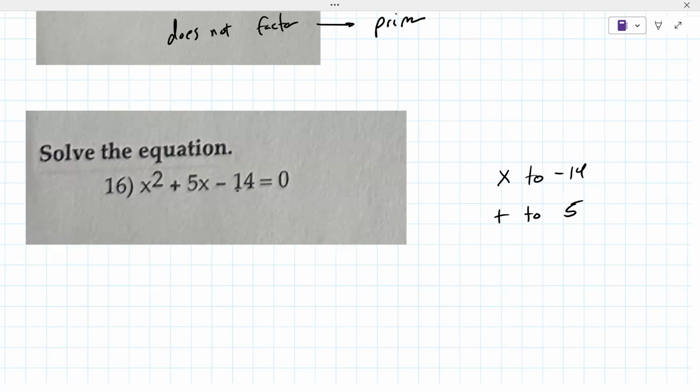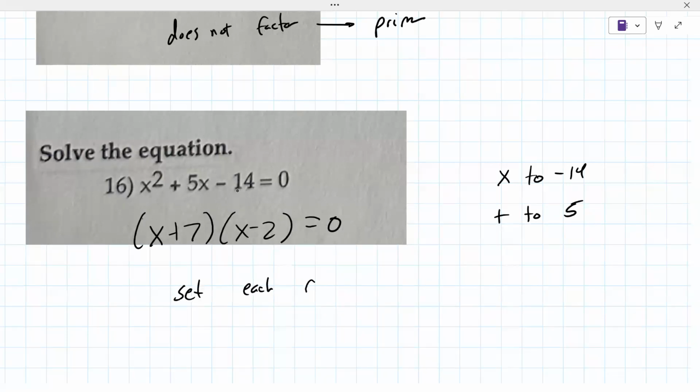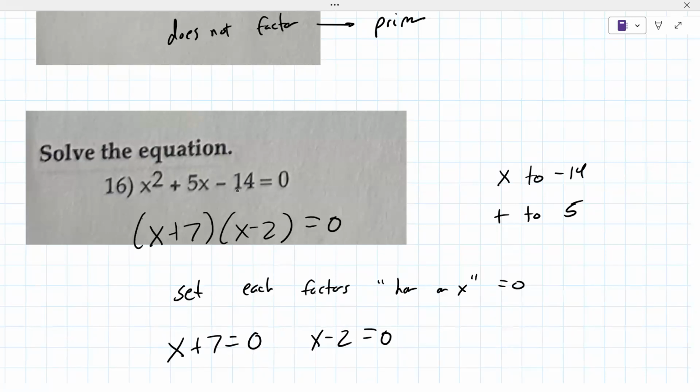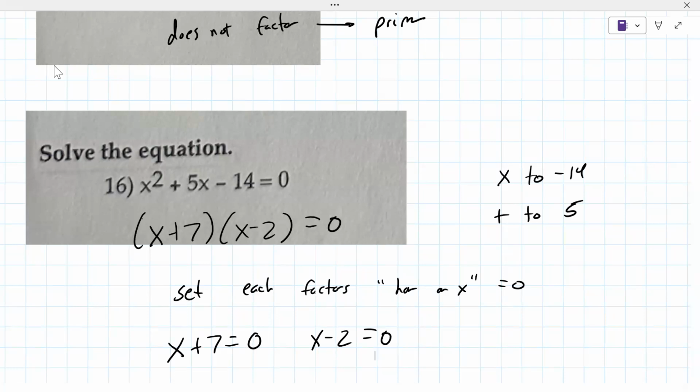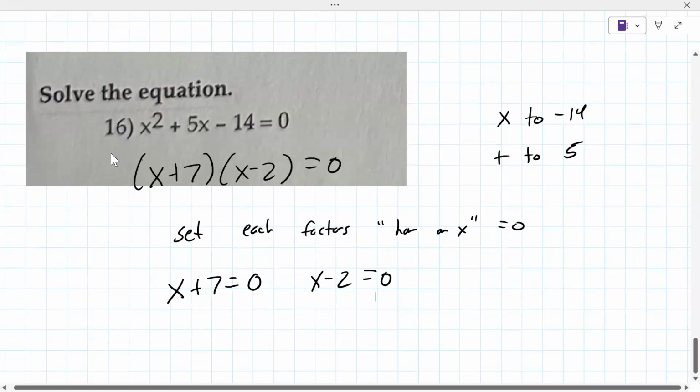7 and -2. Good. So that becomes x plus 7, x minus 2 equals 0. And so now this is the new part. You set each factor. So factors have an x. You set them equal to 0. So you set x plus 7 equal to 0 and x minus 2 equal to 0. What does that become when you solve those? What does x equal?